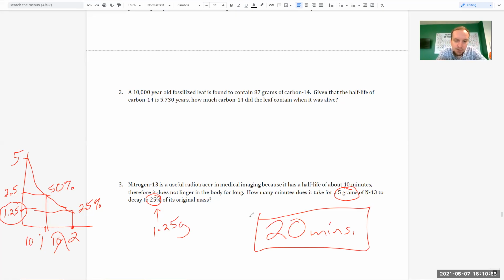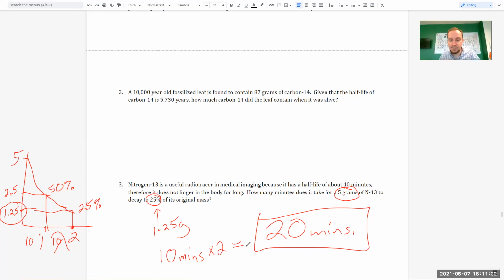We knew that if we're going down to 25%, that would be 2 half-lives because from 100%, 1 half-life would be 50%. Another half-life would be 25%. If we were to do another half-life, that'd be 12.5% and so on. So once we knew that we were going down to 25%, that told us indirectly that that's 2 half-lives. So if each half-life is 10 minutes, then we had 10 minutes times 2 half-lives equals 20 minutes.